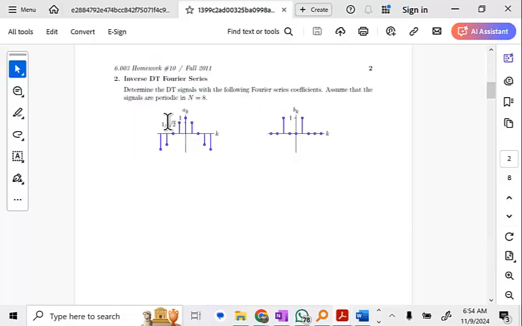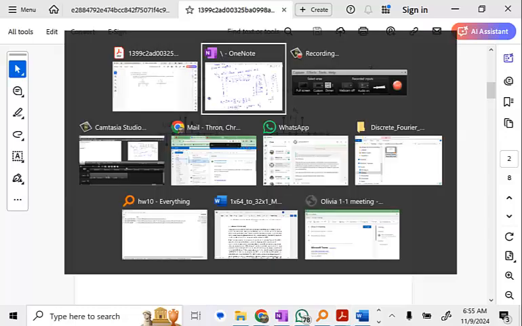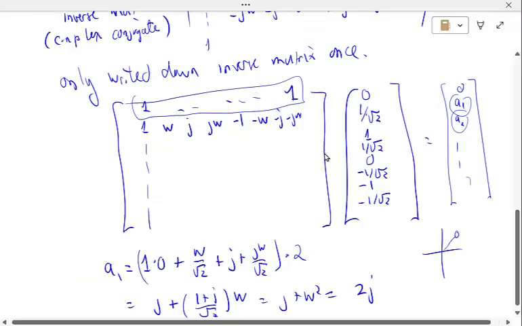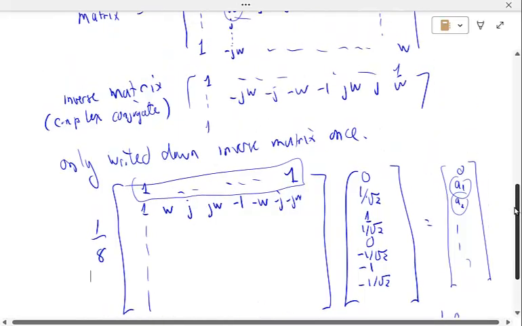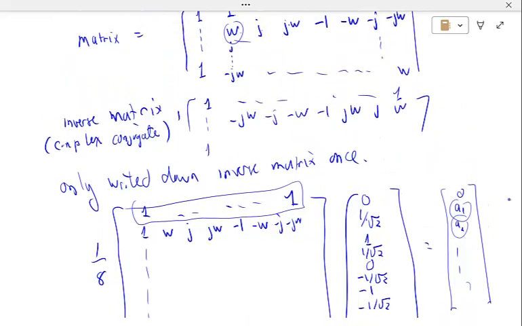All right, now this one here. Determine the discrete time signals with the following Fourier series coefficients. Assume that the signals are periodic and n equals 8. Now here you simply go forward. Here we went backward from x to a. Now we want to go forward from a to x. Now one thing, I'm sorry, I made a mistake here, that the inverse matrix is not just this. The inverse matrix is 1 over 8 times this. Okay, so this is going to be 1 over 8. But the forward matrix is here.